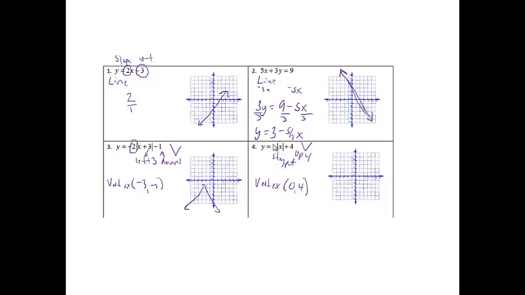Okay, and then from here, my slope is a negative 1, so I'm going to go down 1 over 1, down 1 over 1, and then do the same thing on the other side since it's an absolute value, down 1 over 1, down 1 over 1. So if I graph it, it should look something like that.